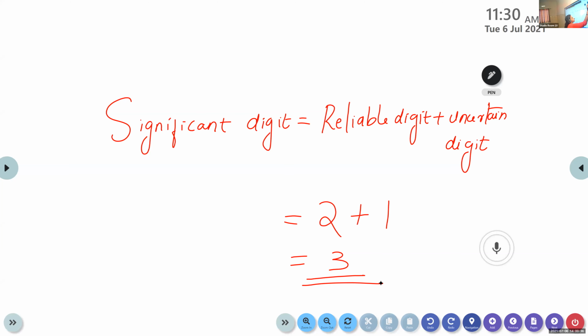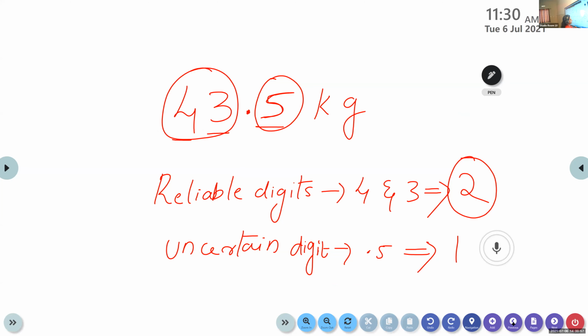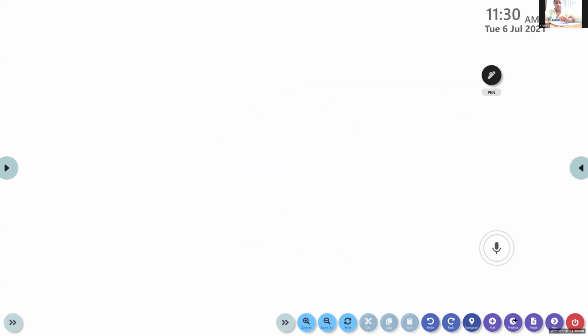Okay, so let us continue. Here the significant digit is calculated by reliable digit plus uncertain digit. And here we have 2 reliable digits and 1 uncertain digit. So the significant digit corresponding to this particular measured value is equal to 3. Is it clear? Yes, ma'am. I will give you one more example.